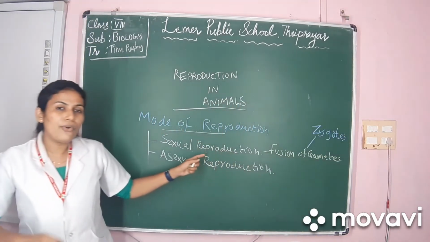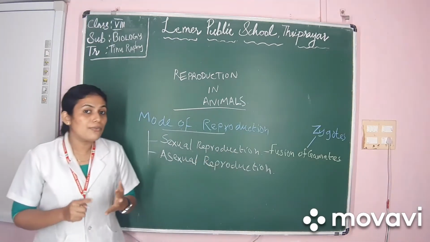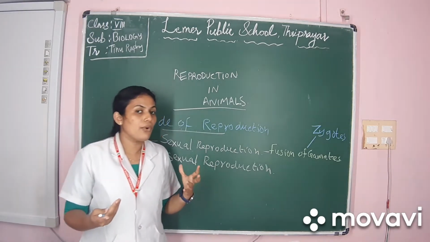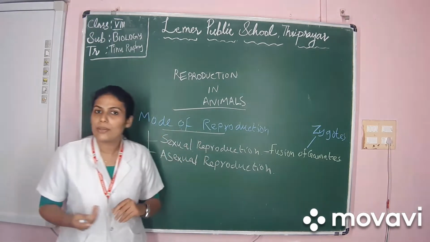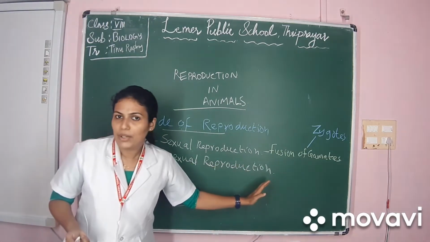Now, examples of organisms that show sexual reproduction are fishes, frogs, cows, horses, and human beings. Let's learn about the second mode of reproduction, that is asexual reproduction.